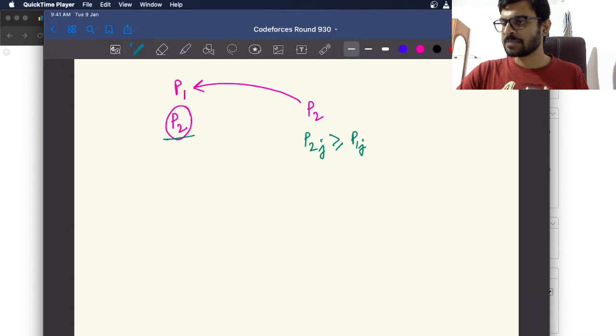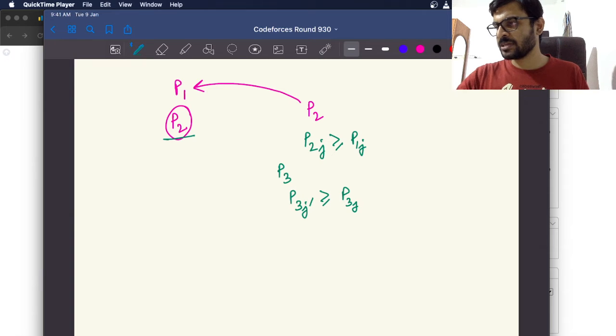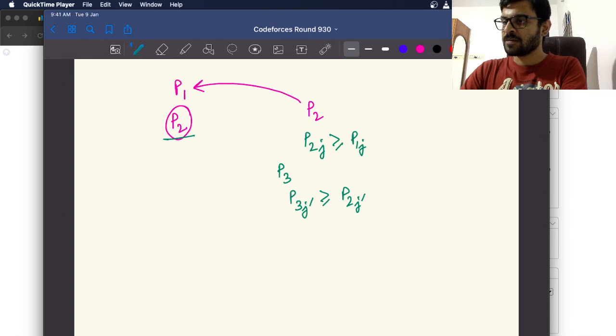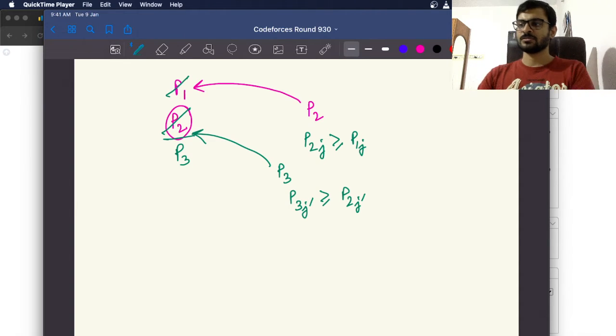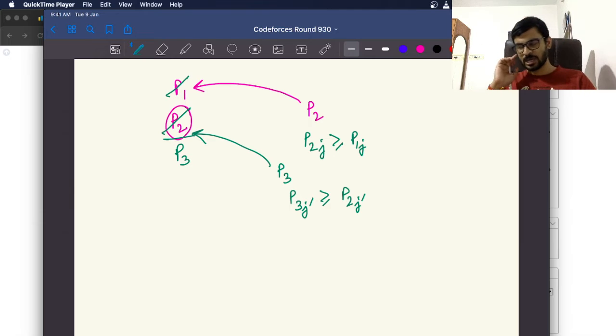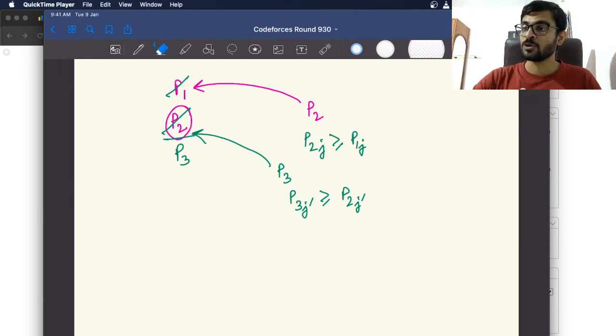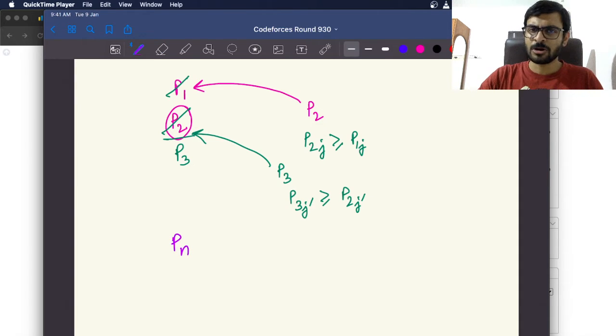Then P2 can come. Then there has to be some P3 who will say, okay, for me, if some j dash, P3j dash is greater than or equal to P2j dash, then this can replace P2 and come over here. So one Pokemon coming means the current Pokemon going away. Ultimately, you have to bring Pn. You don't have to bring all of them. You have to bring Pn. Whether you want to bring all of them or not is up to you.